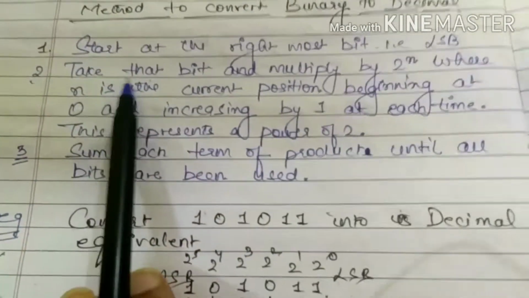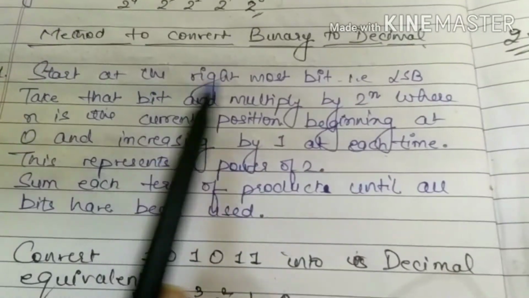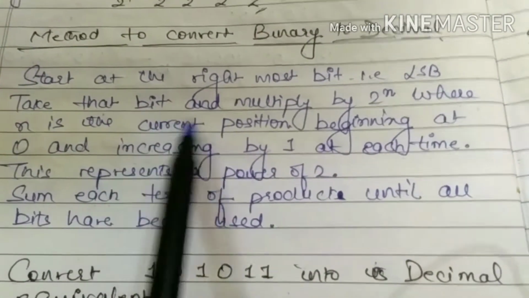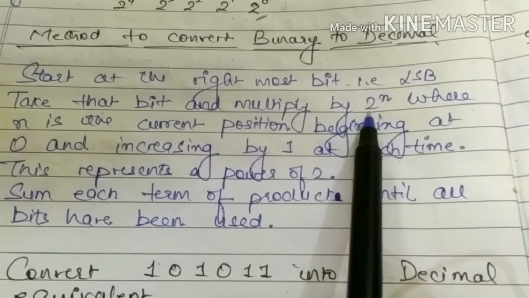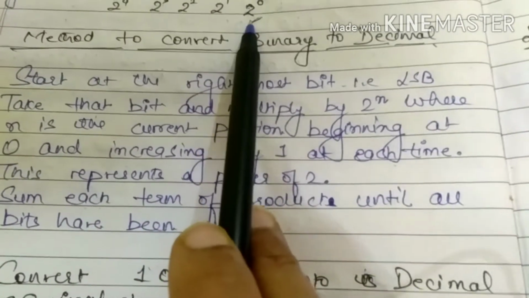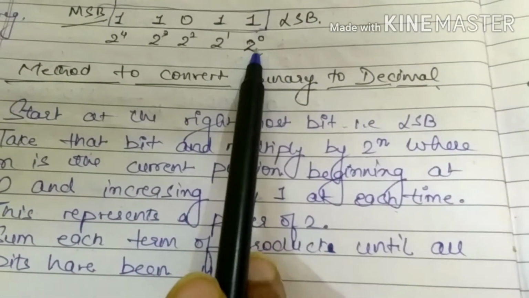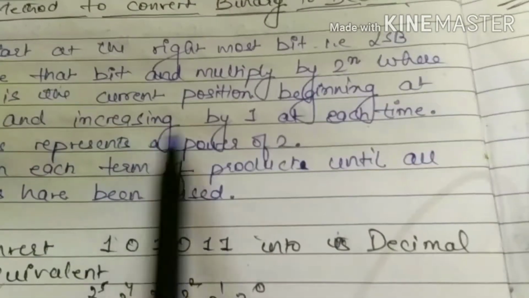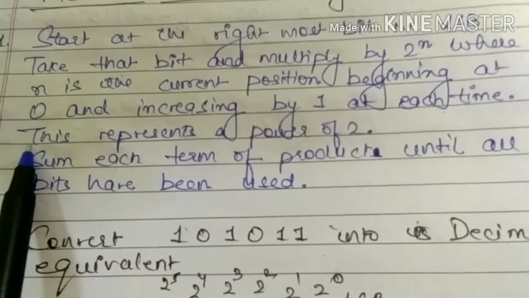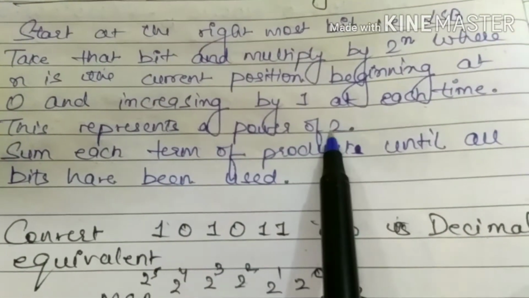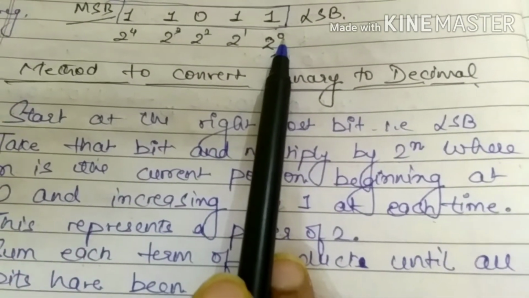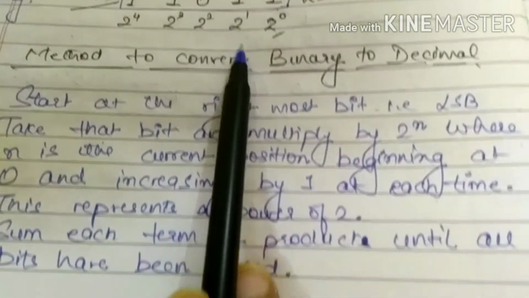This is what I have written in this step. Start at the rightmost bit, that is the least significant bit. Take that bit and multiply by 2 raised to power n, where n is the current position. The position starts with 2 raised to power 0, and each time you have to increase the position by 1. This represents a power of 2, that is 2 raised to power its position: 2 raised to power 0, 2 raised to power 1 and so on.